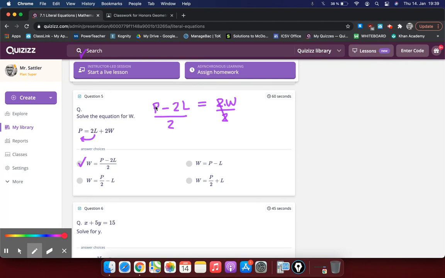When you have two terms divided by one term, technically we're supposed to divide each individual term. So we should get P over 2 and then minus 2L over 2. But then we can simplify. These 2's would cancel out. And so this version right here is also correct. P over 2 minus L.